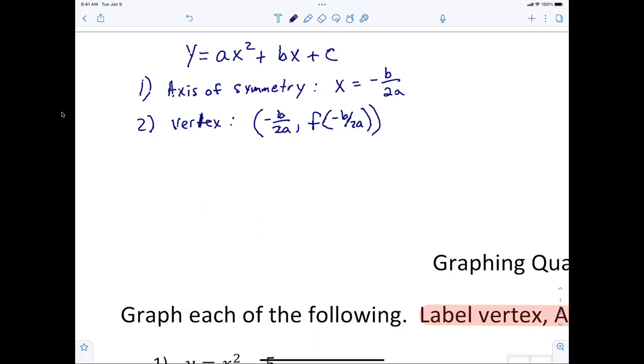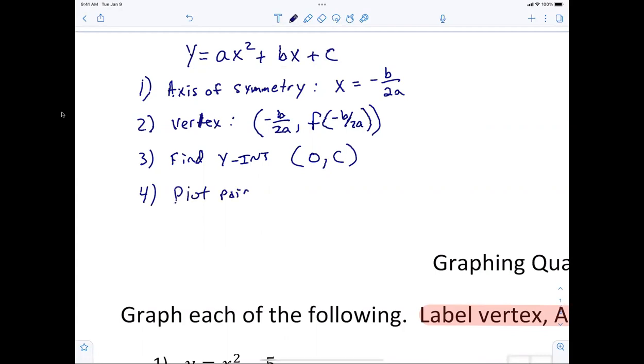Step number 3 is you're going to find the y-intercept. And the y-intercept is always 0, comma, c. And then step number 4, you're going to plot points. And number 5, you can say graph. And again, guys, you don't have to memorize all this. After you do 6 of them, you'll see it's very easy. It's really, really simple. So here we go.